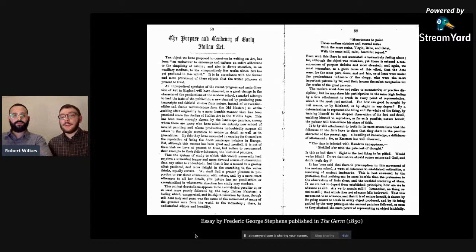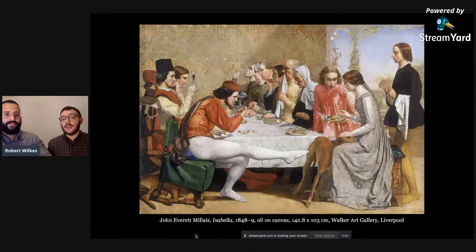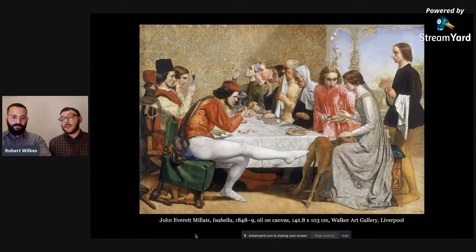So that gives you an idea of some of the things the Pre-Raphaelites were trying to achieve. They made their debut in London in 1849, when paintings by Millais, Hunt, Rossetti and Collinson were publicly exhibited at the Royal Academy.